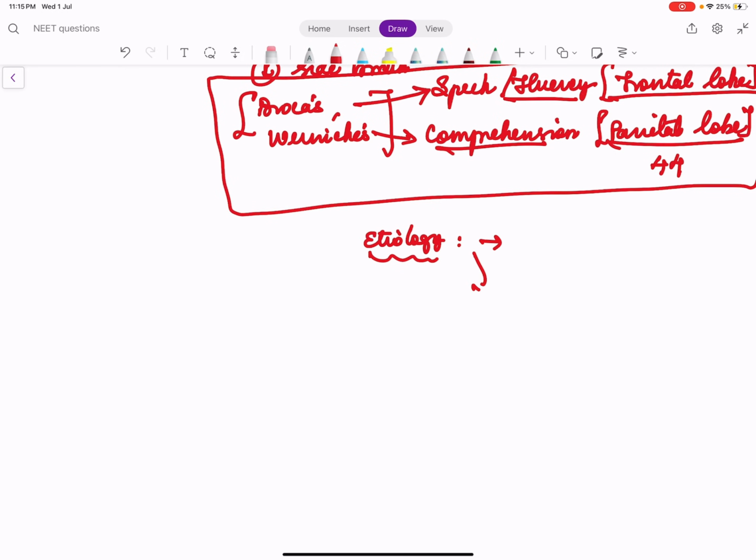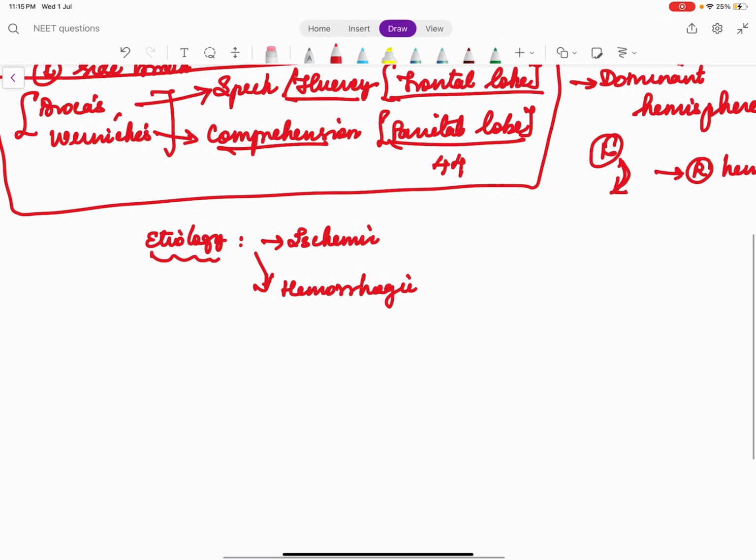So etiology of stroke is classified basically into two. We have ischemic stroke and hemorrhagic stroke. Ischemic stroke is of two types: embolic and thrombotic. Of these, embolic stroke is the most common type of stroke.